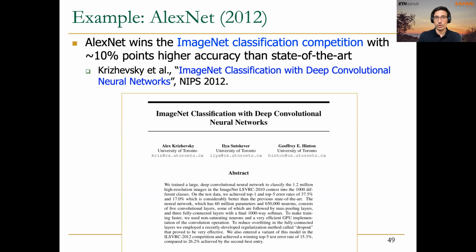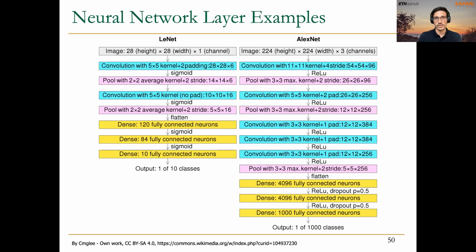It's a deep convolutional neural network that was in this ImageNet classification competition, about 10% more accurate than the state of the art. You can see AlexNet here on the right-hand side, and compare it to the LeNet that we have also seen before. It has a few more layers. In total, it has 8 layers, 5 of them convolutional, as you see.